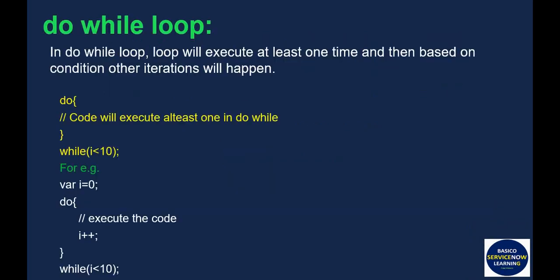So in a do while loop, the loop will execute at least one time, and then based on the condition, the other iterations will happen. Whatever the condition is given, whatever the values are initialized, it doesn't matter, it will execute the first time on its own, and then it will check the condition. If we want a particular code to execute at least once, and then iterate based on the conditions and values, then we will be using a do while loop.